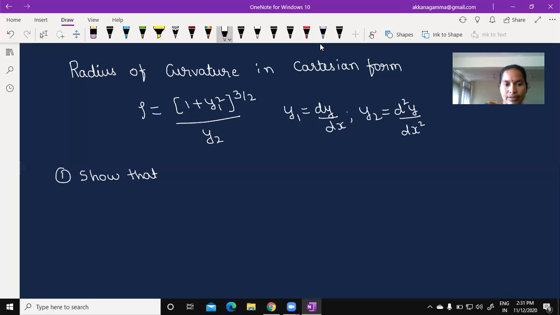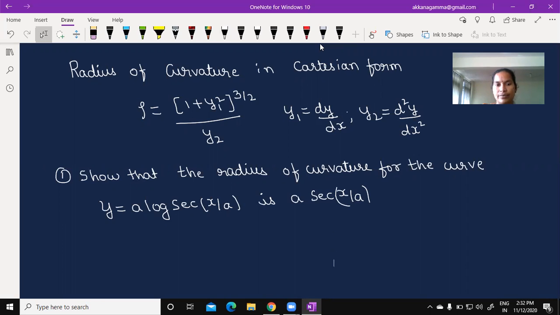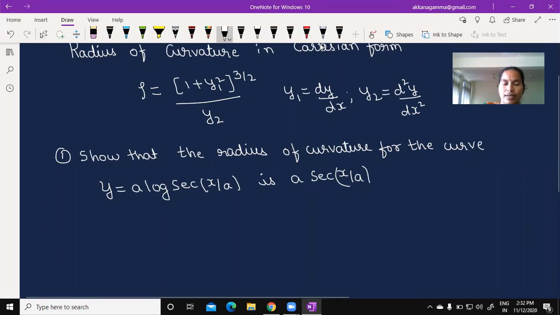Show that the radius of curvature for the curve y is equal to a into log of secant x by a is a into secant x by a. This we have to prove with the help of the radius of curvature formula. So this is the question we have. We have to show that the radius of curvature for the given curve is a into secant x by a.